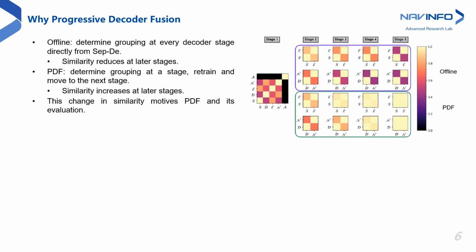In the bottom row, we present similarity between tasks using PDF, where the similarities under each stage is obtained from the fully trained network with grouping done up to the previous layer. We note that the tasks become increasingly similar. This is likely because each stage now gets an input representation shared among tasks in the group.